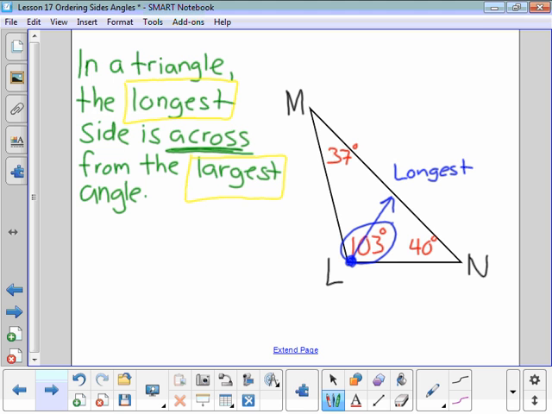So 37 is the smallest angle, that angle M. So if I draw an arrow through the triangle, it'll point at the shortest side. So in this case, side LN is the shortest. And then, of course, segment LM or ML, which is across from the 40-degree angle, that one's right in the middle.